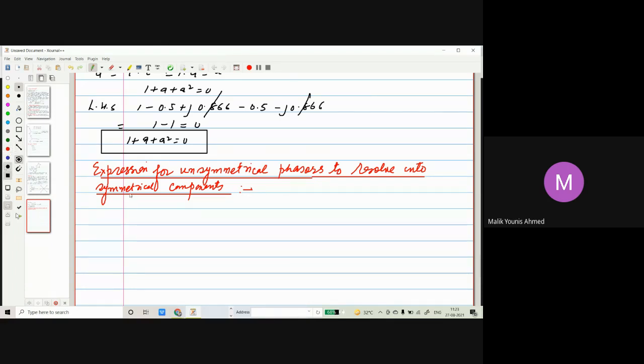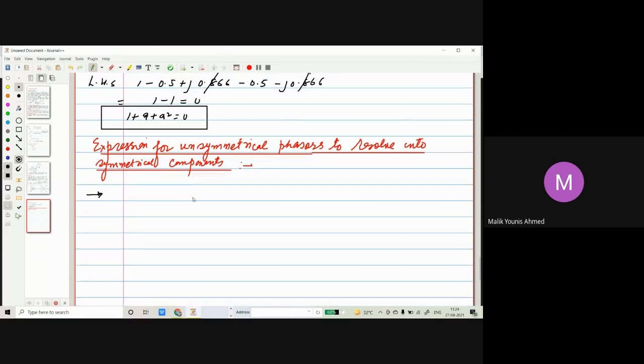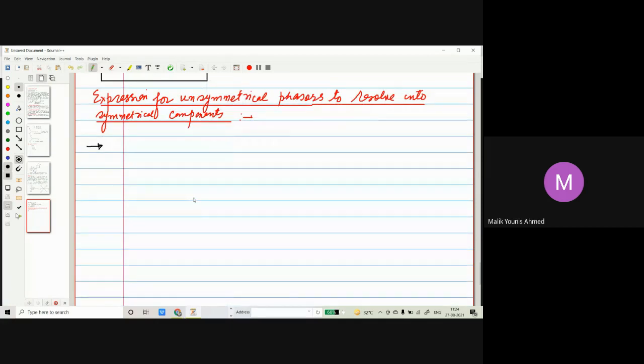So let's begin with this expression. Now, the number of unknown quantities we know can be reduced by expressing each component of VB and VC as a product of some function of operator A. Let us see this. Our objective is an expression for unsymmetrical phasors. That means when the fault has occurred, there will be three unsymmetrical phasors, and we have to resolve each into a balanced set of three phasors.